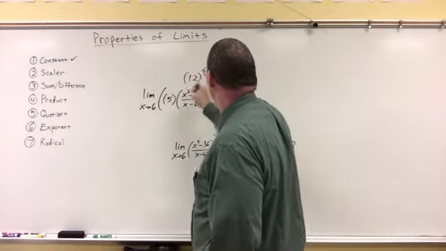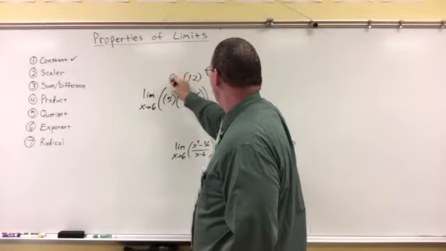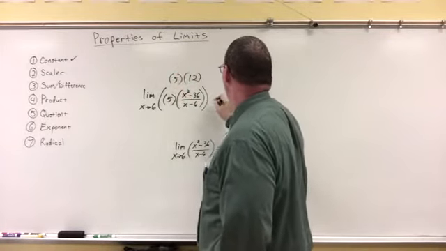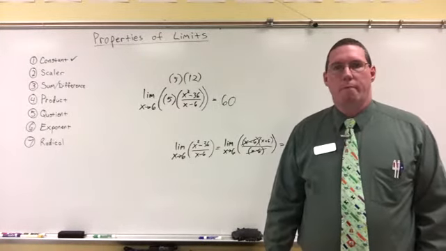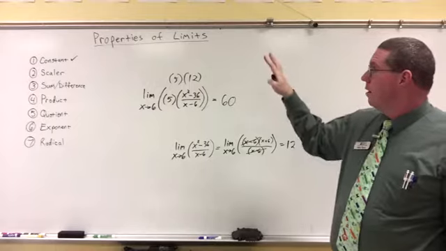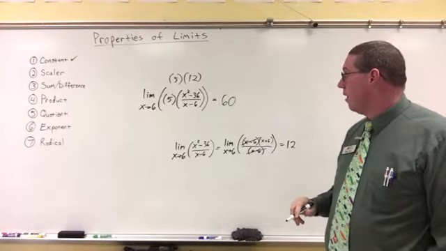So all we have to do is multiply that 12 times the 5. And what is 5 times 12? Well, that's 60. Okay. So that is the property of scalars.